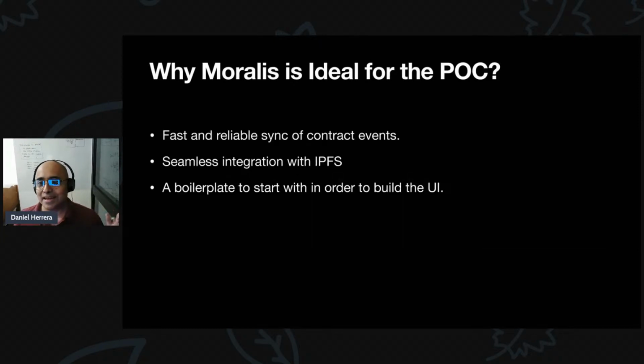So let's get on why Moralis was ideal for this POC. When you see the actual social media, the contract of the Decentraland that we use for the boilerplate, it's very intensive in two things. You need to have fast and reliable sync of contract events because it's basically broadcasting whatever is happening in the contract regarding the creation of content and the creation of posts and the voting. All of that is relying mostly on events. So you need to be very fast in indexing and syncing those contract events.